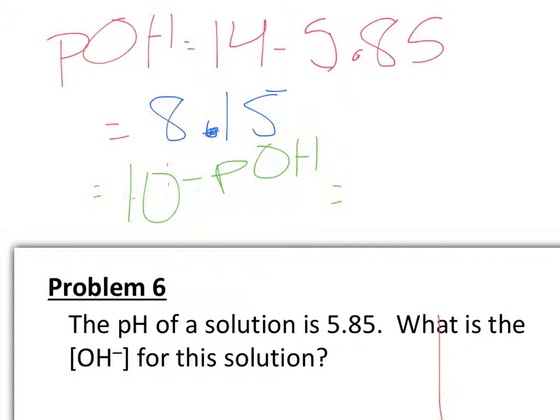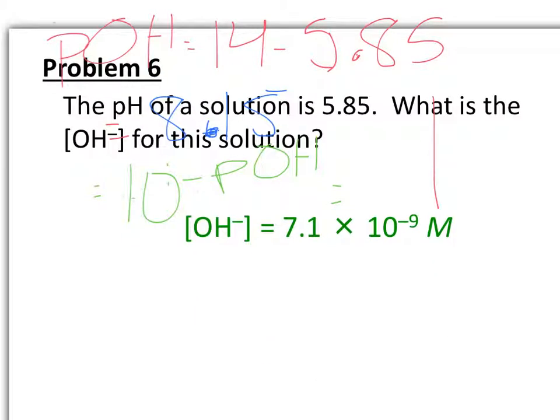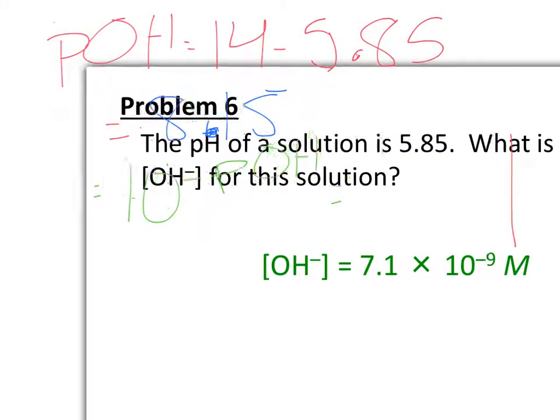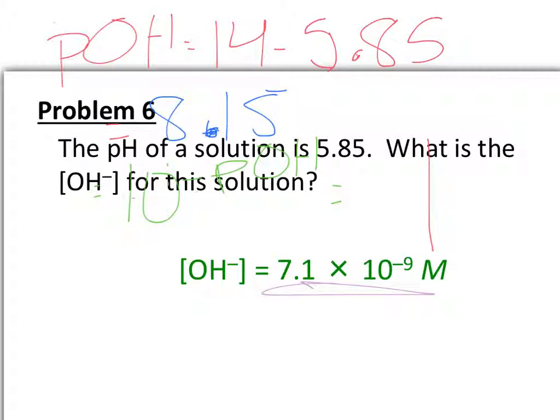All right, so what is the anti-log, the reciprocal, the invert? Just give me the answer. 7.1 times 10 to the negative 9. Oh, you're cheating again. All right, good. That matches what our answer says right here.